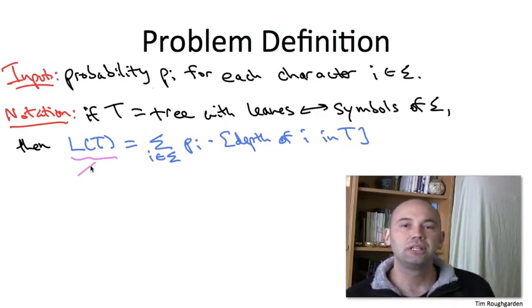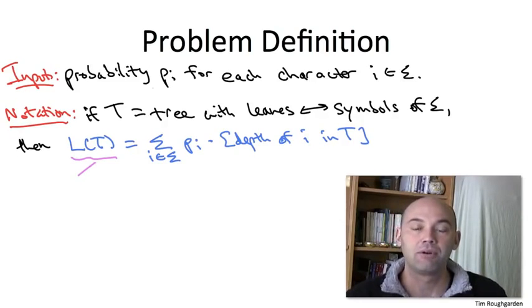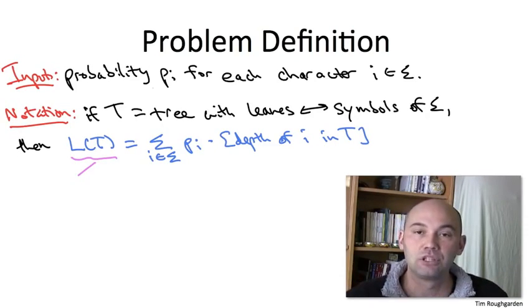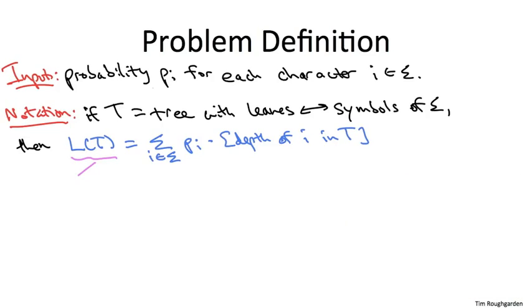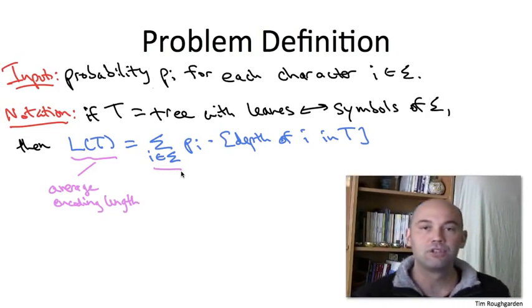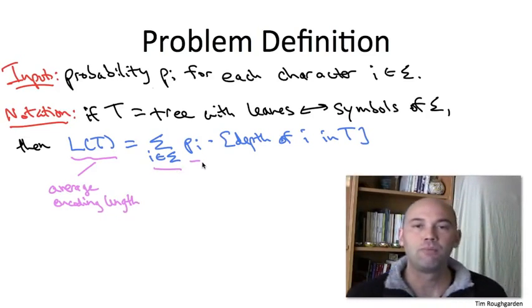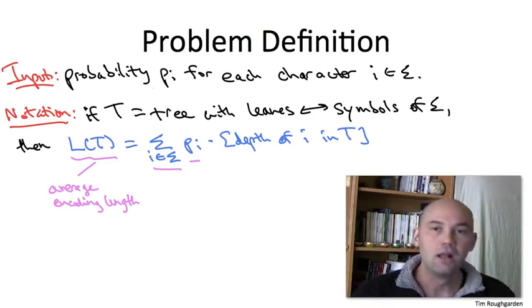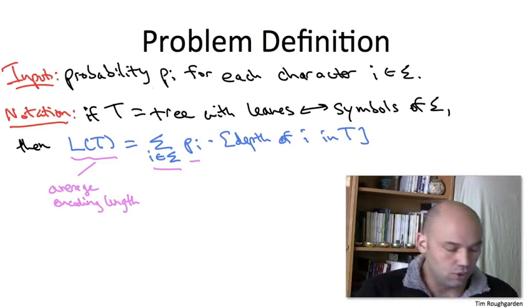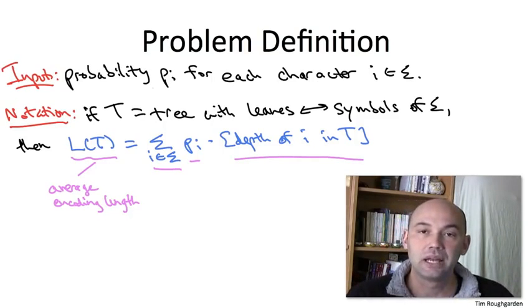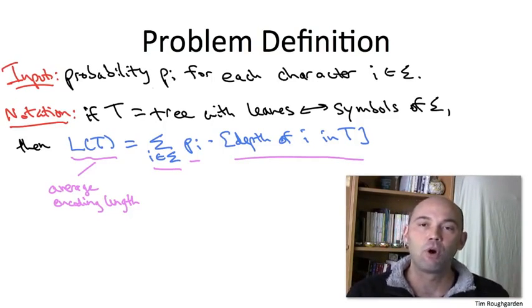So given a tree T, which corresponds to a prefix-free binary code, that is, it should be a binary tree, and the leaves of this tree should be in one-to-one correspondence with the symbols of sigma, we're going to define capital L of T as the average encoding length. It's an average in the sense that we sum over all of the symbols of the alphabet. We weight each symbol by the frequency, and remember this is part of the input, so by the provided frequency p sub i of that symbol i. And then how many bits do we need to encode that symbol i? Well, it's just the depth of the leaf which is labeled i in the given tree T. So this is what we want to make as small as possible.